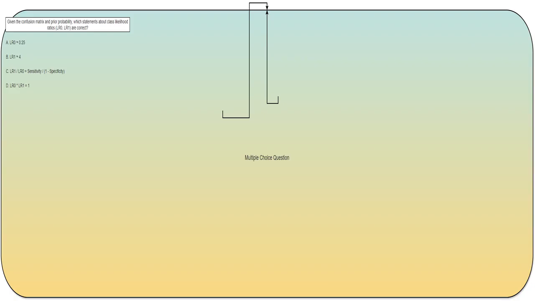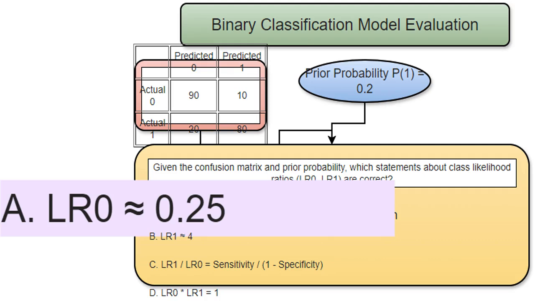I need to check which statements about likelihood ratios are true using the confusion matrix provided. Let's see if you can solve this. This equation shows the relationship between the likelihood ratio for the positive class, LR1, the likelihood ratio for the negative class, LR0, the sensitivity, and the specificity of my model. We are checking this equation holds true. I will explain the meaning of LR1 and LR0 shortly.